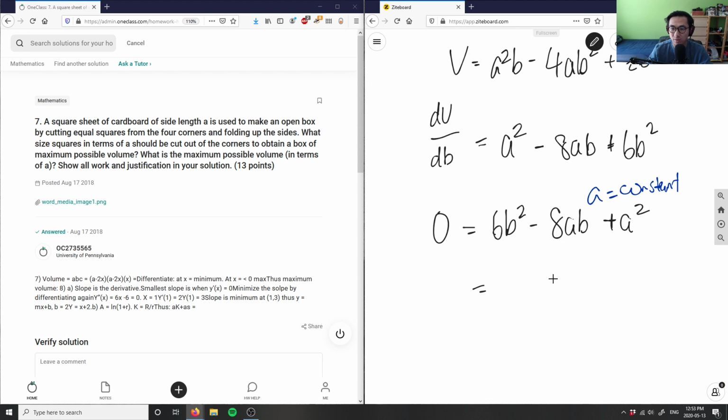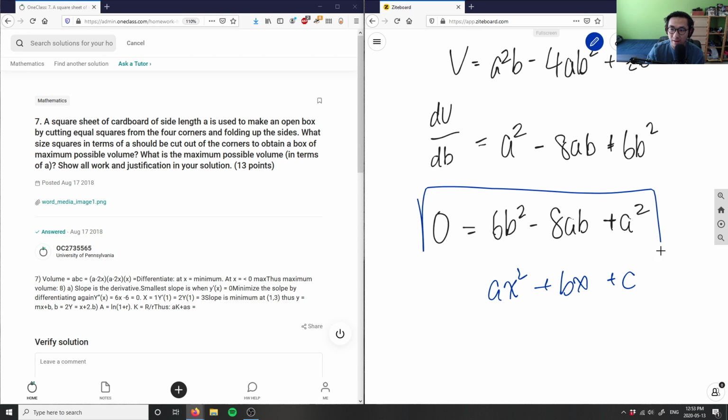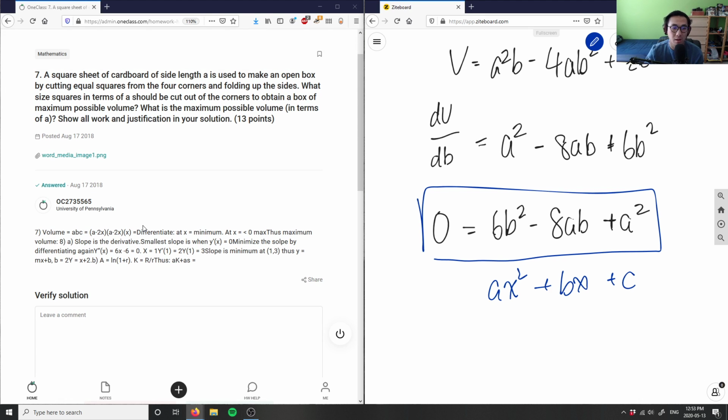So for this problem, I now have to turn a into a fixed variable, assigning some number to a to complete my quadratic equation so I can solve it. This is very similar to something like ax squared plus bx plus c, where I would have to assign some number to a to solve. So this is all the work I can do for this kind of problem, and I can't verify my solution because it is obviously incomplete.